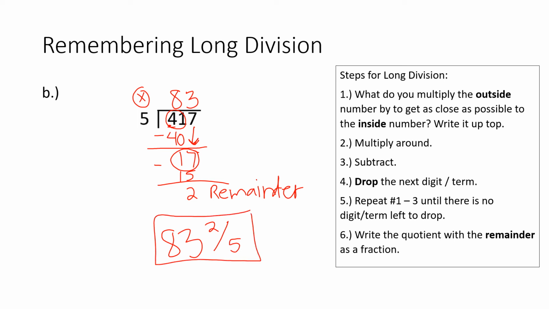Okay, that is the process of long division. The next few examples that we're going to look at are going to involve polynomials, but it's going to be those same steps every single time. Step number 1, what do you multiply the outside number by to get as close as possible to the inside number? And that's what you're going to write up at the very top. Once you have that number up top, you're going to multiply around and then subtract. If there's anything at the end, you're going to drop that next term and repeat the process again. When there's nothing left to drop, you can write your quotient using the remainder as a fraction.